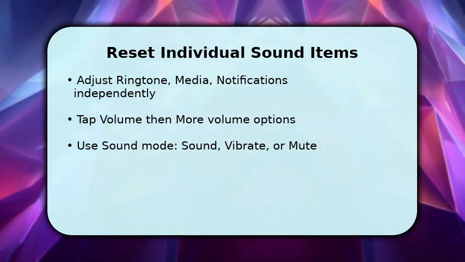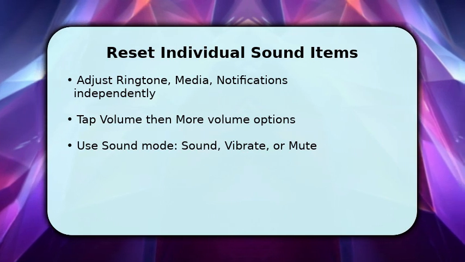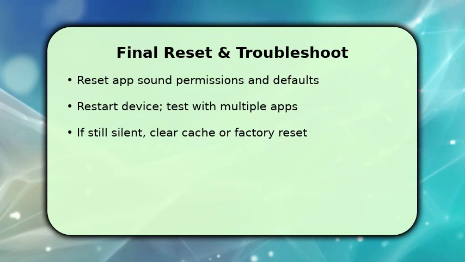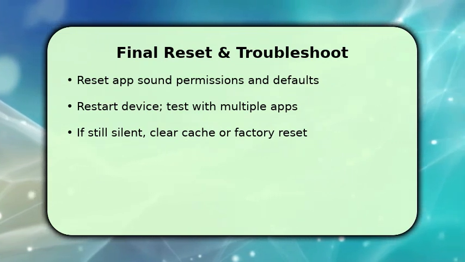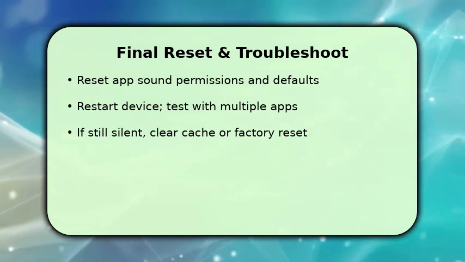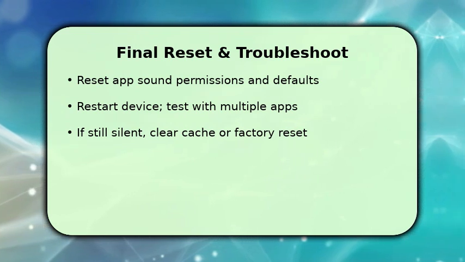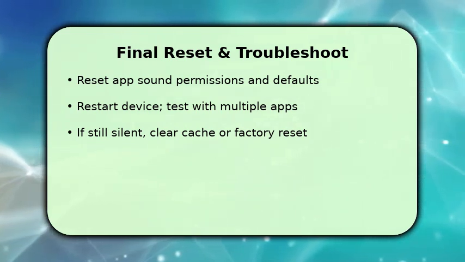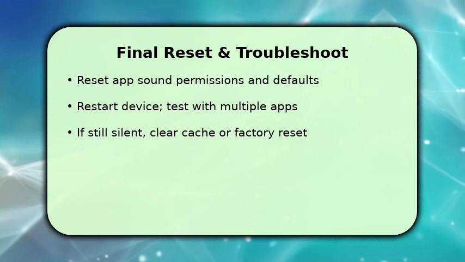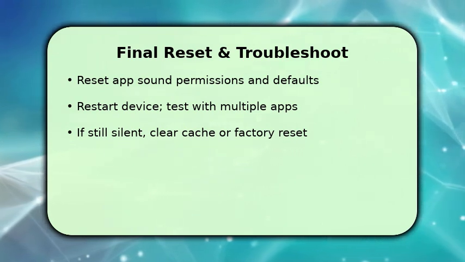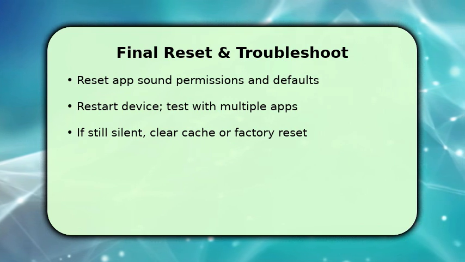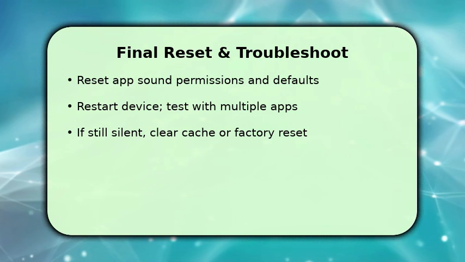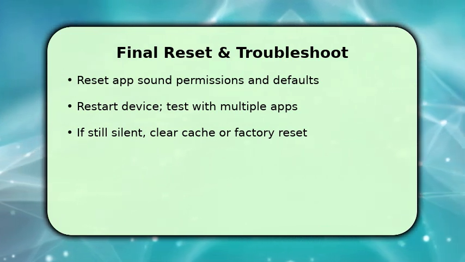You finish by resetting app-level audio. Open apps, pick the app, and ensure notifications and sound permissions are enabled. Change default playback apps if needed. Once done, restart the phone and test audio using the clock alarm, a music app, and a voice call to verify consistency. If problems persist, clear the system cache partition or, as a last resort, perform a factory reset after backing up data. If you hit trouble, try safe mode to isolate faulty apps before drastic measures.